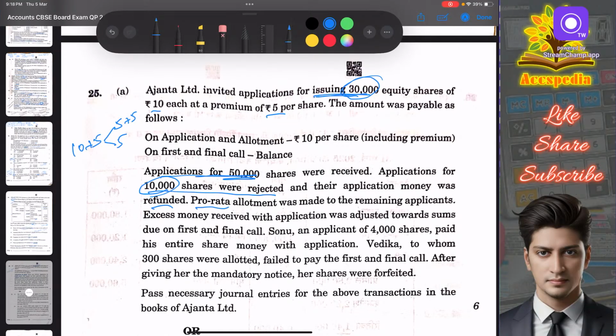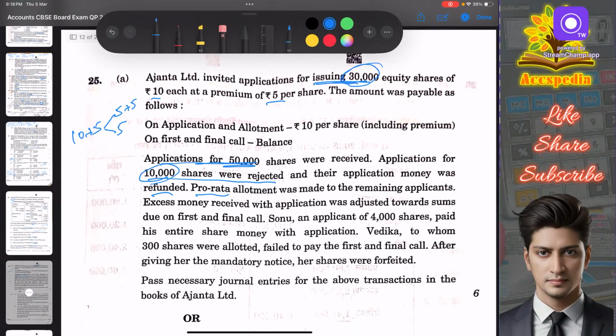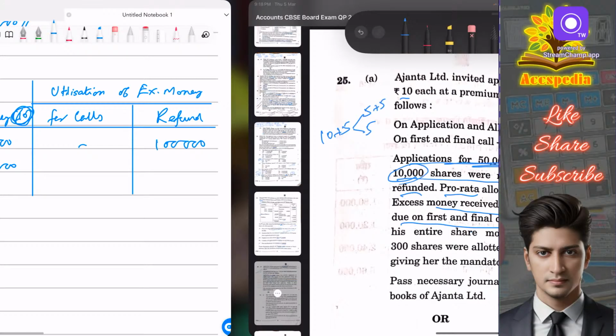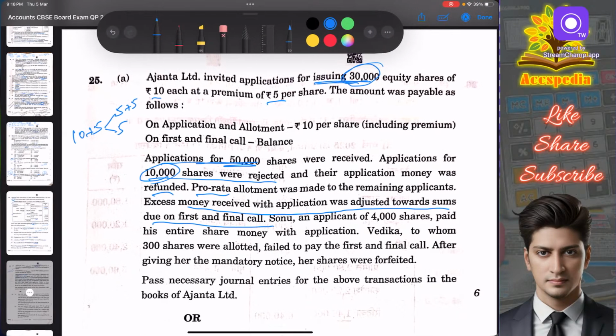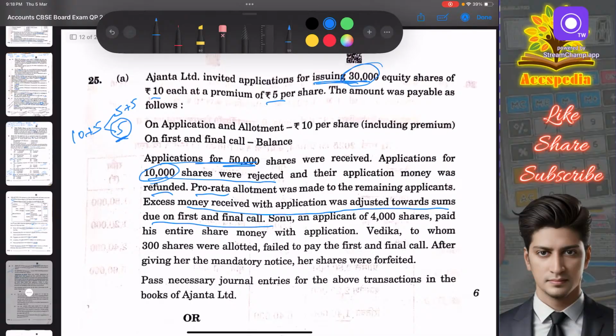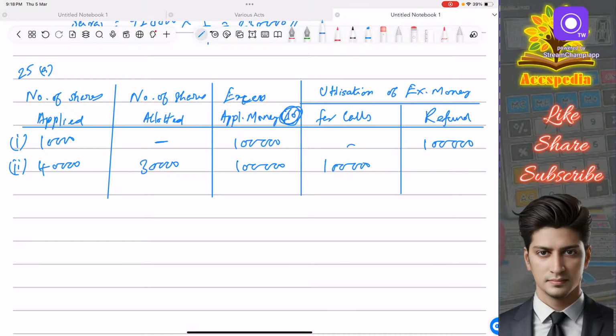Okay. Excess money with application is adjusted towards the sum due on first call. So we will use this 1 lakh for the call. Because 30,000 into the next installment of 5 rupees, 30,000 into 5, we need 1 lakh 50 thousand, but we have excess money of only 1 lakh. So the entire 1 lakh we will forward to calls in advance account. Okay, so this is the table.